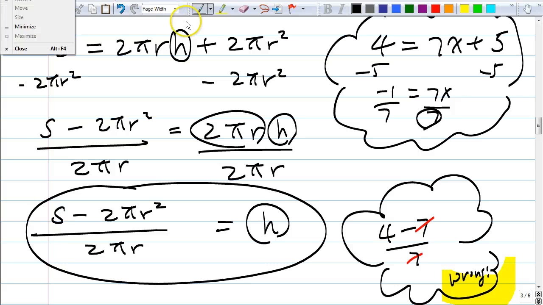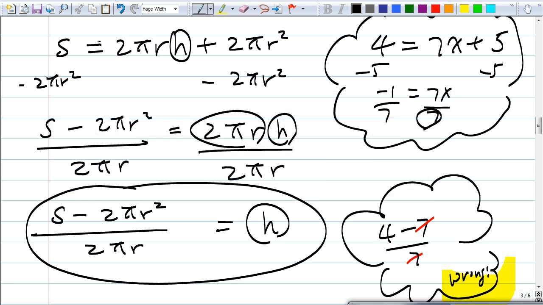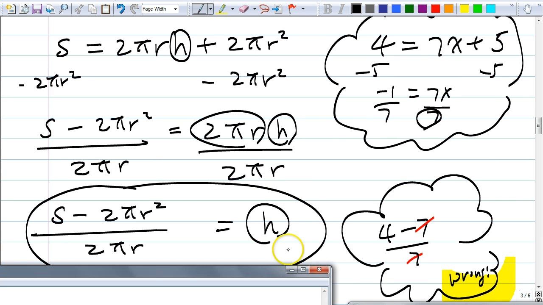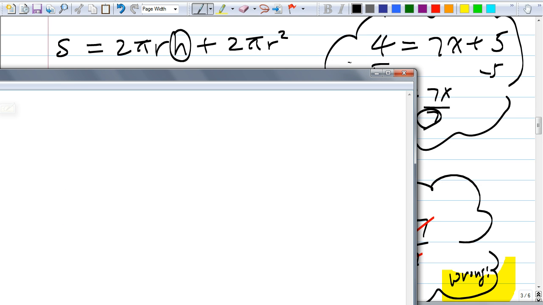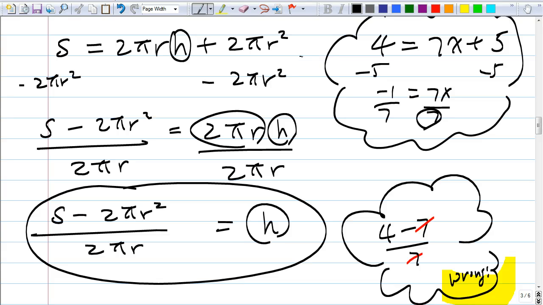Some of you asked, in the very beginning, could we divide both sides by h? Would that help you? No. Then you would have 2 terms with h. If you were to divide this original one by h, then you would have s over h. Of course, the h will cancel out, but you're going to have 2 pi r squared over h. Is that going to be helpful? No, because not only do you have h in 2 different terms, h is going to be in the denominator. You don't want to do that. Does that make sense? Any question?